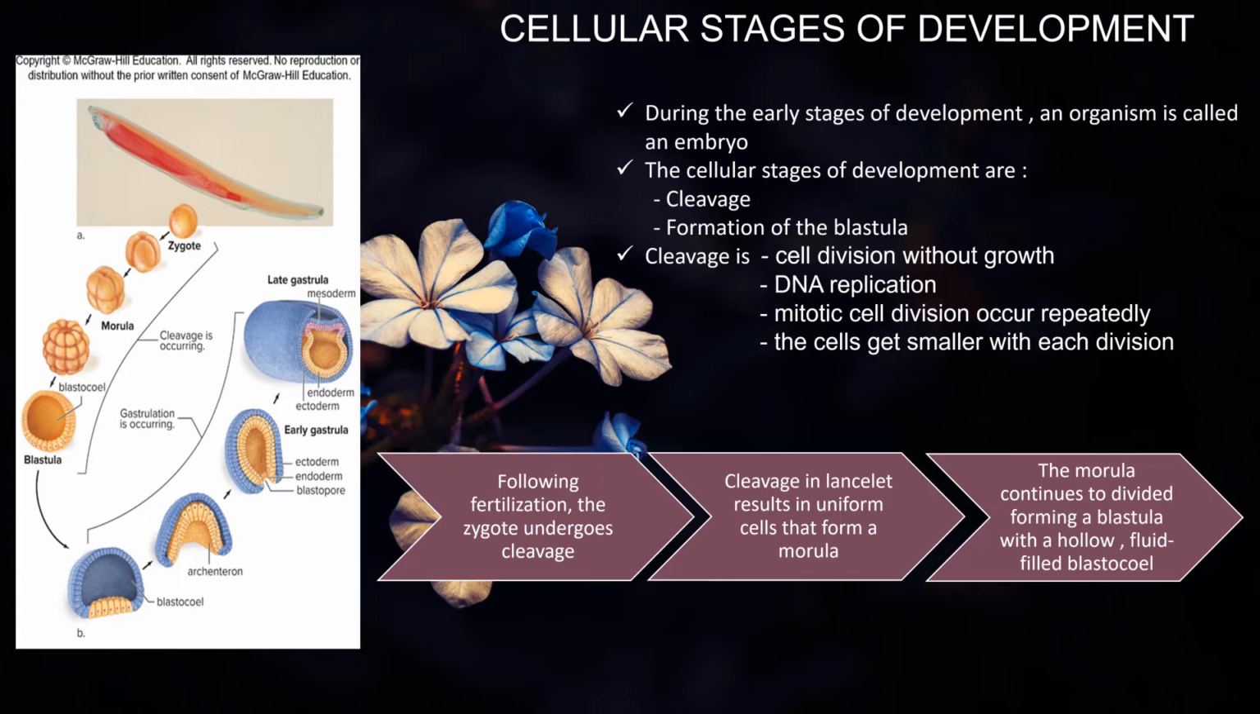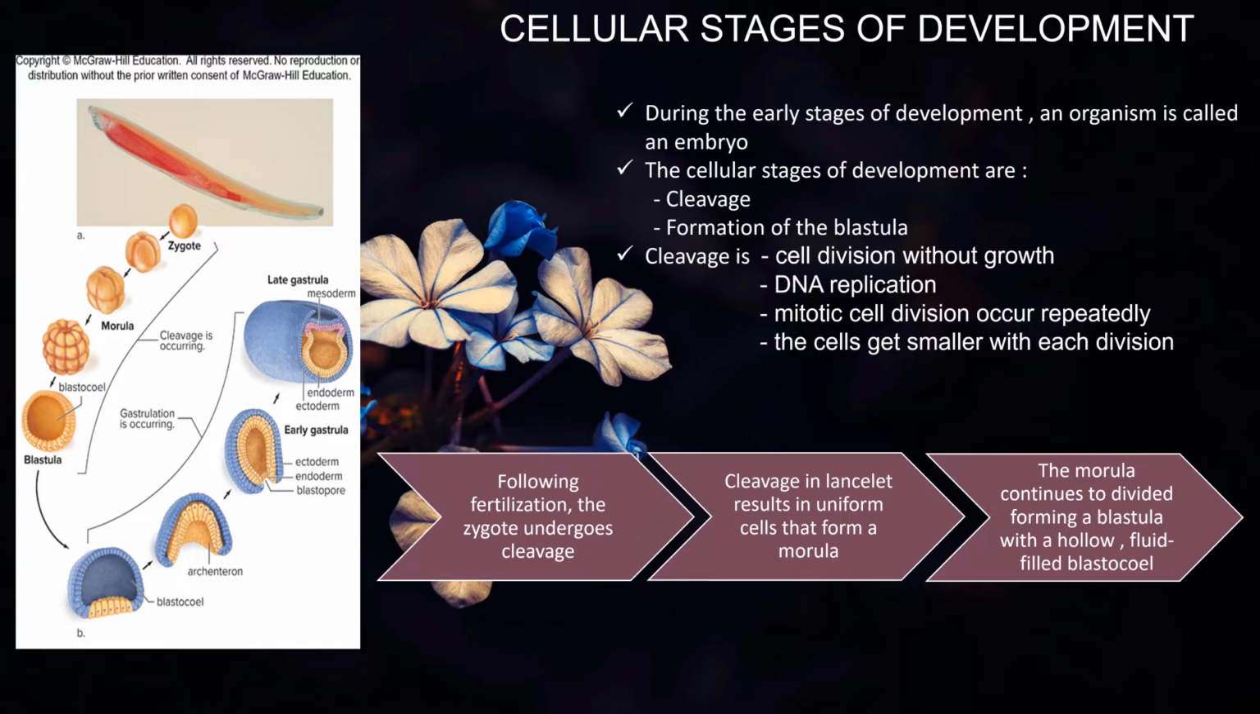During the early stage of development, an organism is called an embryo, and the cellular stage has 2 parts. First is cleavage, and second is formation of the blastula. Cleavage is a cell division without growth. DNA replication and mitotic cell division occur repeatedly, and the cell gets smaller with each division.